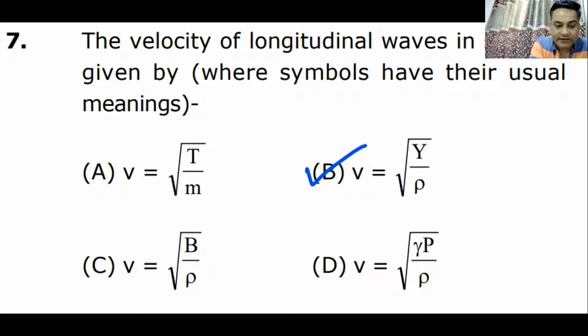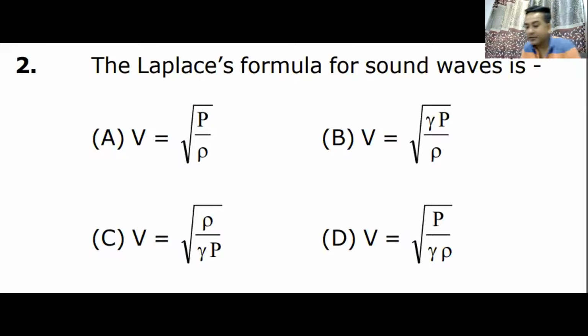That takes us to the next question. The Laplace's formula for sound wave is. Remember, there was a Newton's formula, then Laplace came and corrected it. What is the Laplace formula? Can I have your answers, please? The answer is right there on your screen. And yes, the answer is B. It is gamma P by rho. Do we understand this?